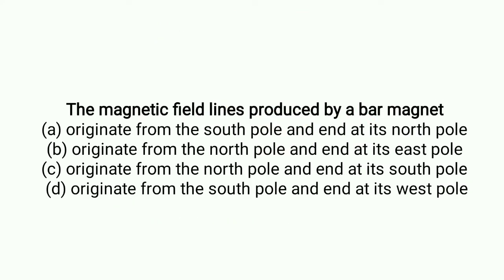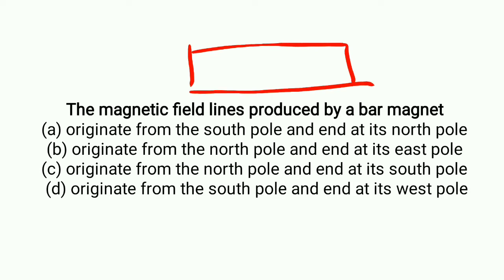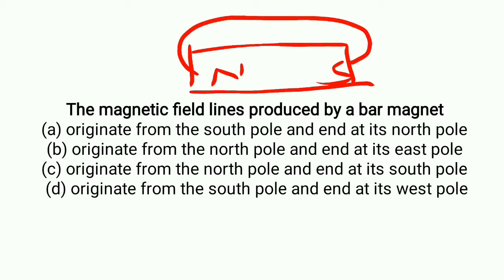The magnetic field lines produced by a bar magnet. So we have a bar magnet. This is north and this is south. The magnetic field lines always originate from north and end in south. So here the magnetic field lines always originate from the north pole and end in the south pole. So option C is the correct answer.